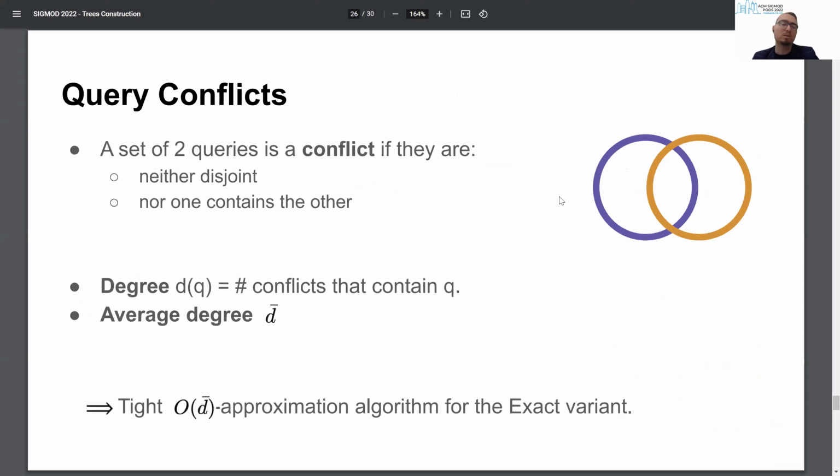And how do we use it? We define something called query conflict. So what is a query conflict? We say that two queries are in conflict if they are not disjoint and neither one contains the other. So they're actually in conflict. That means that there is an element that is shared between two different queries. So we need to decide which of the queries we can cover in order to get the maximum possible score.